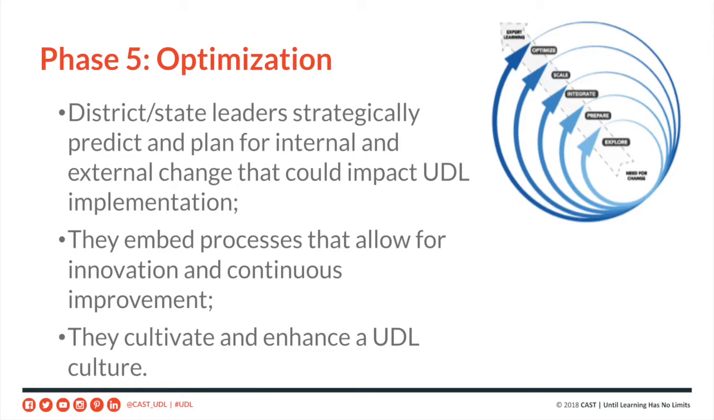The last phase of implementation is optimization. This is when you would be working with leaders outside of your school, like the superintendent, other principals in the district, or if you're in a small district, maybe even leaders of nearby districts, to move UDL to a larger scale, create systems for networking and supporting each other, and designing to ensure that UDL can thrive even through leadership changes.